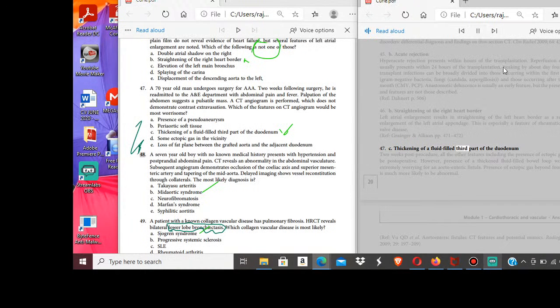48. C. Thickening of a fluid-filled third part of the duodenum. 2 weeks post-procedure, all the other features, including the presence of ectopic gas, may be postoperative. However, presence of a thickened fluid-filled bowel loop would be extremely worrying for an aortoenteric fistula. Presence of ectopic gas beyond 4 weeks is much more likely to be abnormal.